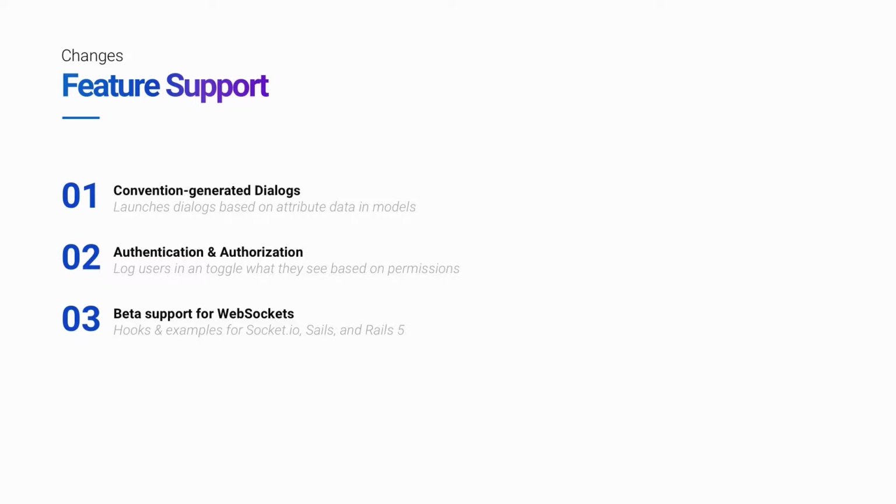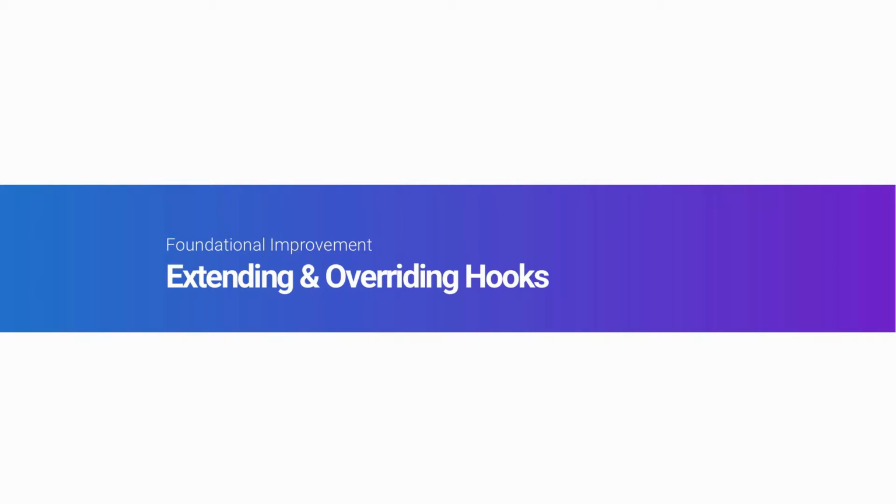This release also includes support for 3 additional features. The first is a set of convention-generated dialogues designed to provide a visual interface to help with early-stage data creation. The second is formal support for authentication and authorization, so you can log users in and toggle what they see based on user permissions. And the third feature callout is beta support for WebSockets, with examples demonstrating usage using Socket.io, Sails, and the Action Cable implementation in Rails 5. So let's dive in to discuss these changes, starting with the foundational improvements.